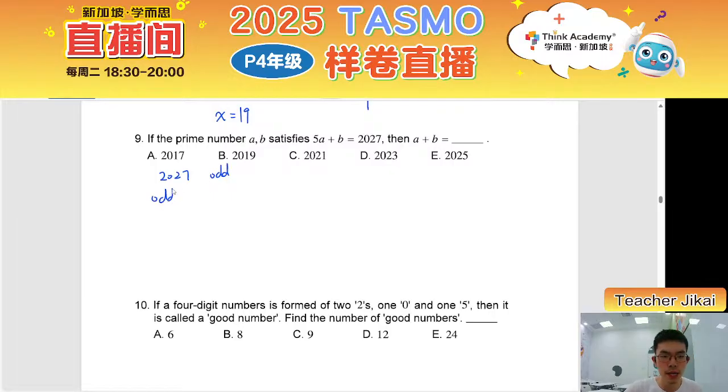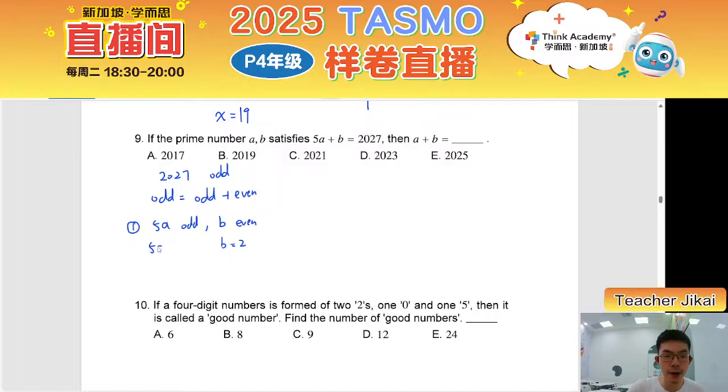So an odd number as a sum should be an odd number plus an even number, right? So we have 5a plus b, one odd, one even. We need to discuss which part is odd and which part is even. So we have two categories. The first situation is that 5a is odd and b is even. Once we know b is a prime number and b is even, what is the value of b? b is 2, right? The only choice for b is 2.